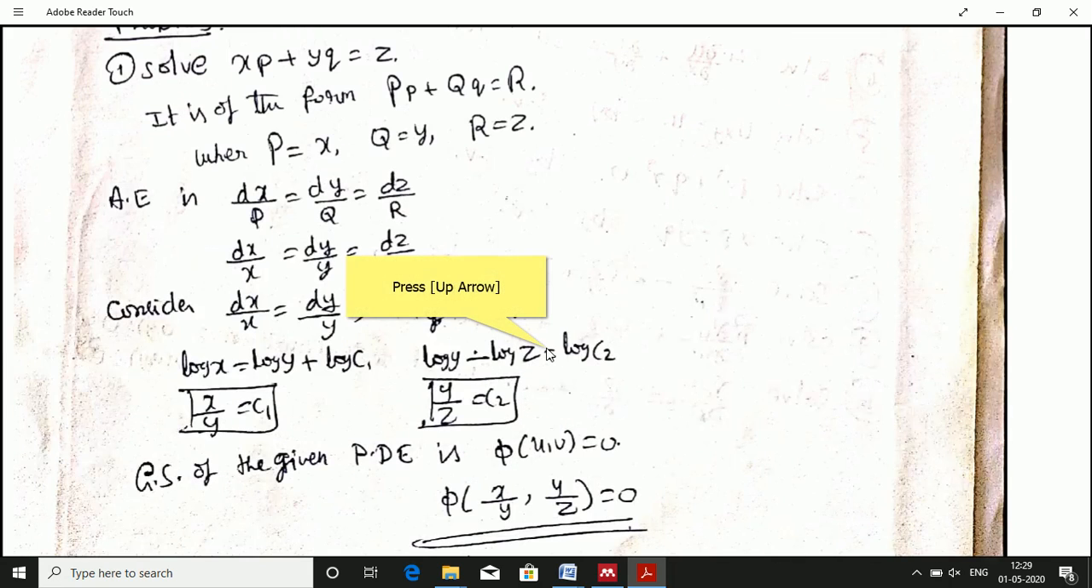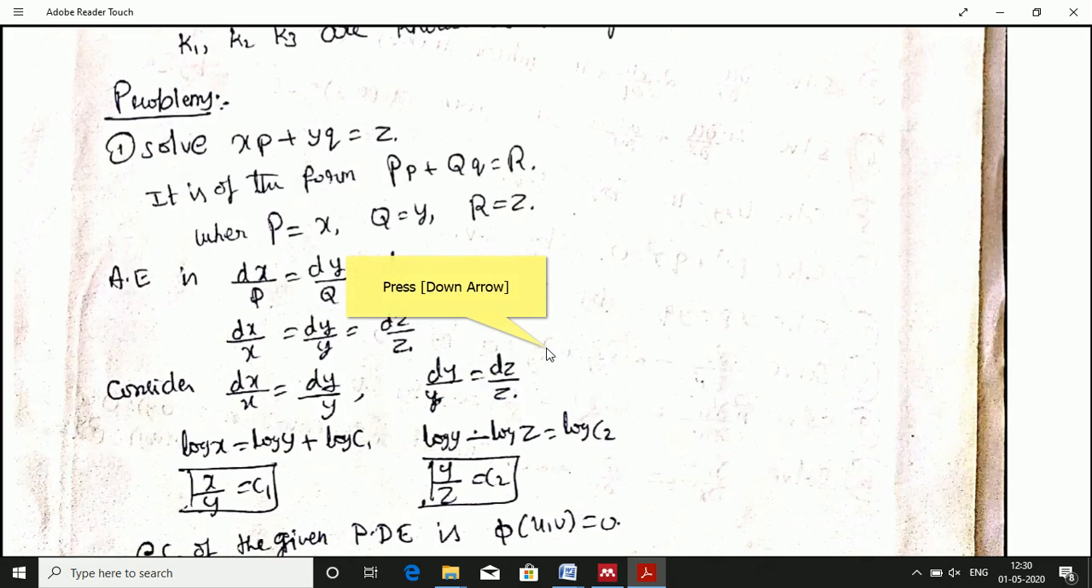I'll explain the problem on Lagrange's linear partial differential equation. First problem: solve xp plus yq is equal to z. It is of the form Pp plus Qq is equal to R, where capital P is equal to x, capital Q is equal to y, capital R is equal to z. Its auxiliary equation is dx by P is equal to dy by Q is equal to dz by R. Substitute for P, Q, R: dx by x is equal to dy by y is equal to dz by z.